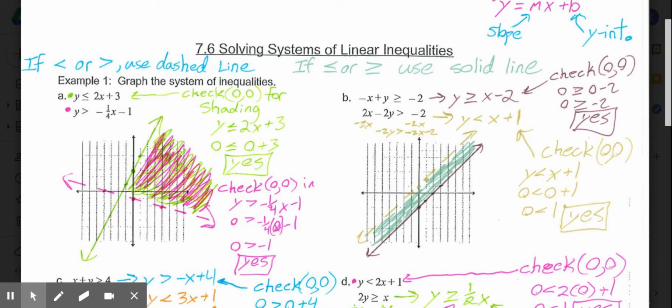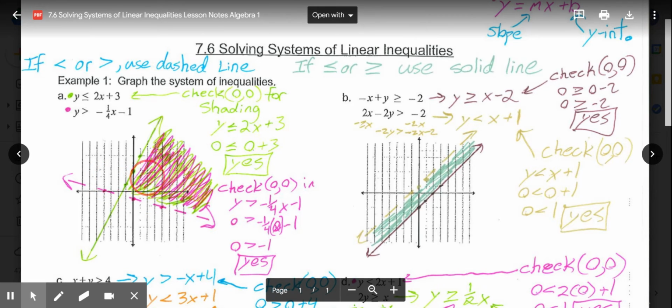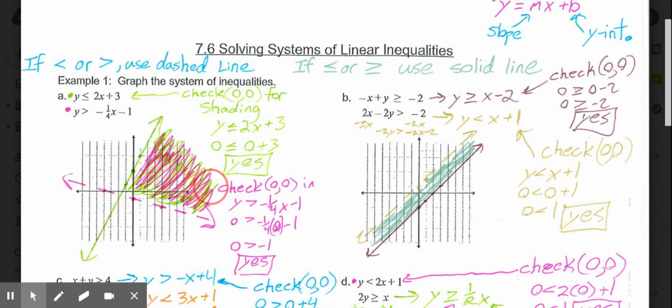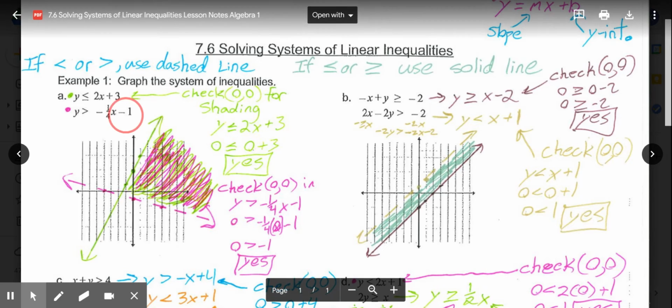For the pink line, we're going to check 0, 0 again. So y is greater than negative 1/4 times 0 minus 1. So is 0 greater than 0 minus 1? Yes, 0 is greater than a negative 1. So again, we would be shading toward 0, 0. So that would be above the pink line. So we're shading right of the green line and above the pink line, which would be this region right here. So any ordered pair in that region would be a solution to these two equations as a system.